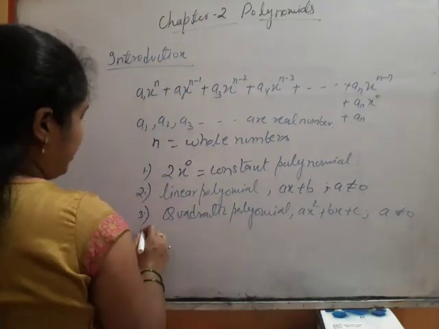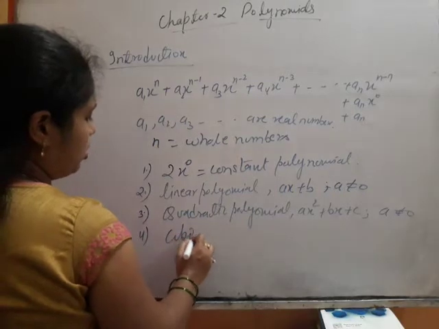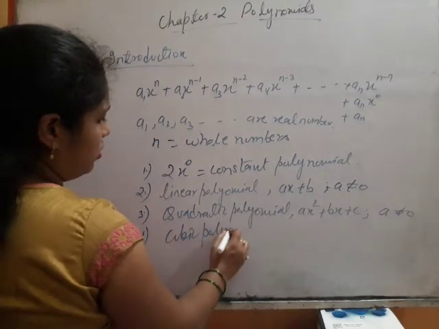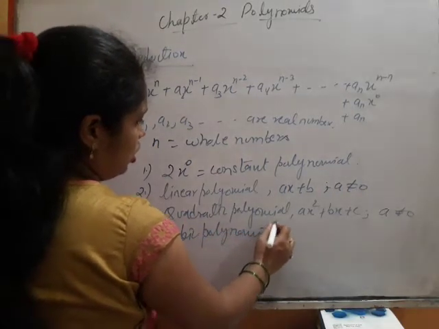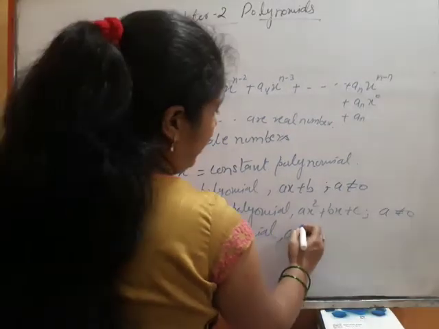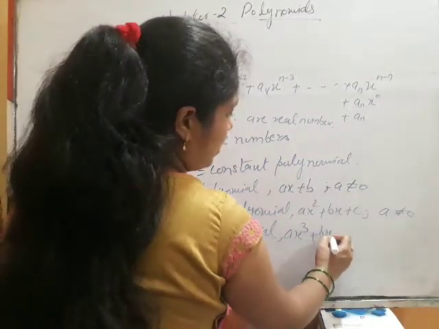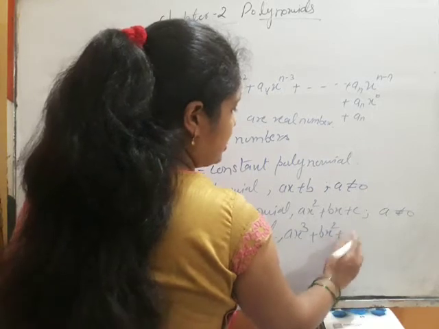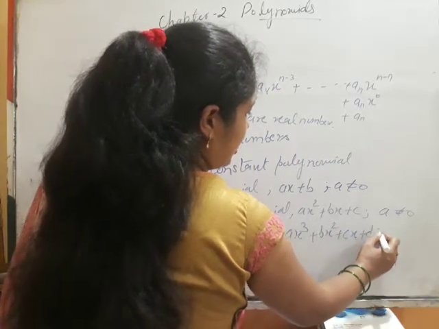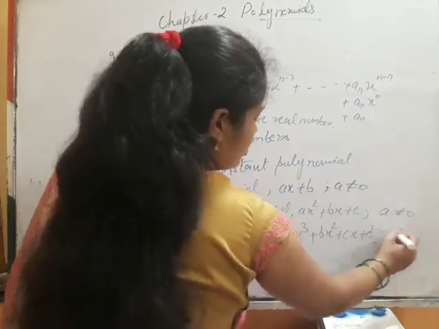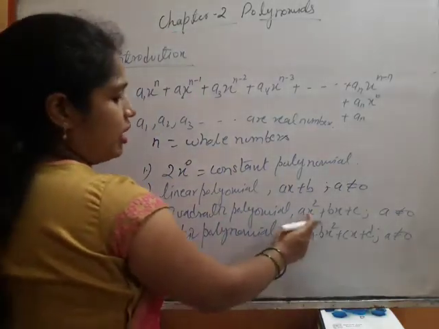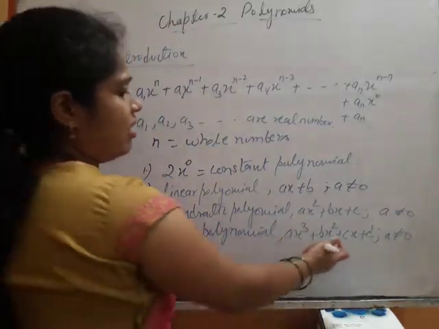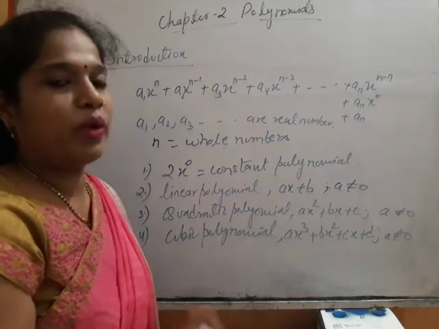Then the next one is the cubic polynomial: ax cube plus bx square plus cx plus d, where a is not equal to 0 again. If a is 0, then the whole term will be 0 and we are left with the quadratic polynomial. It will no more be cubic.